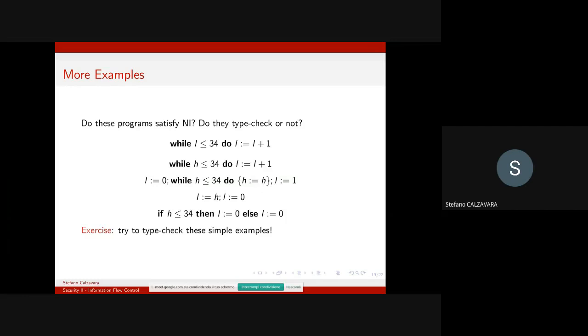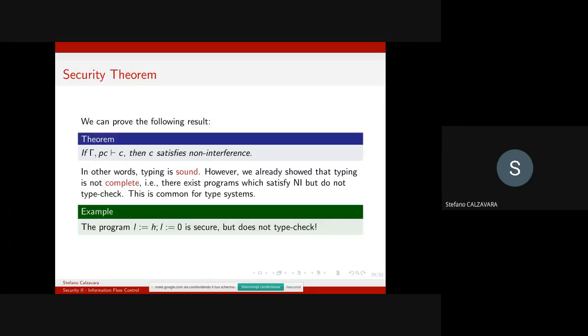The last case, again, is an example of a program which is secure, because in this case, we are always putting L equal to 0. But again, we are not able to type check it. So if you try to build a type derivation for this, you will fail. So as an exercise at home, try to build type derivations for these examples. And I want to conclude here because I had a couple more slides that we will study next week.